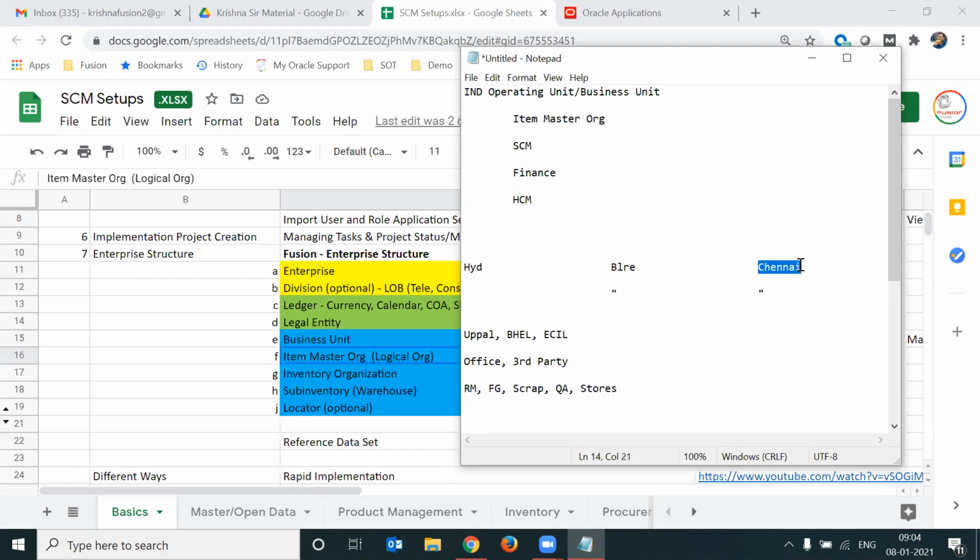One more flexibility is there. In Hyderabad, I'm offering all 3 products, but in Bangalore, I'm offering just the first 2 products, so I'm going to assign only the first 2 products to Bangalore. And in Chennai, I'm offering just the HCM product, so I'm going to assign HCM in Chennai. Also, these are physical locations, but item master organization is a logical org. Just to achieve this concept, it only appears in the system. Okay.